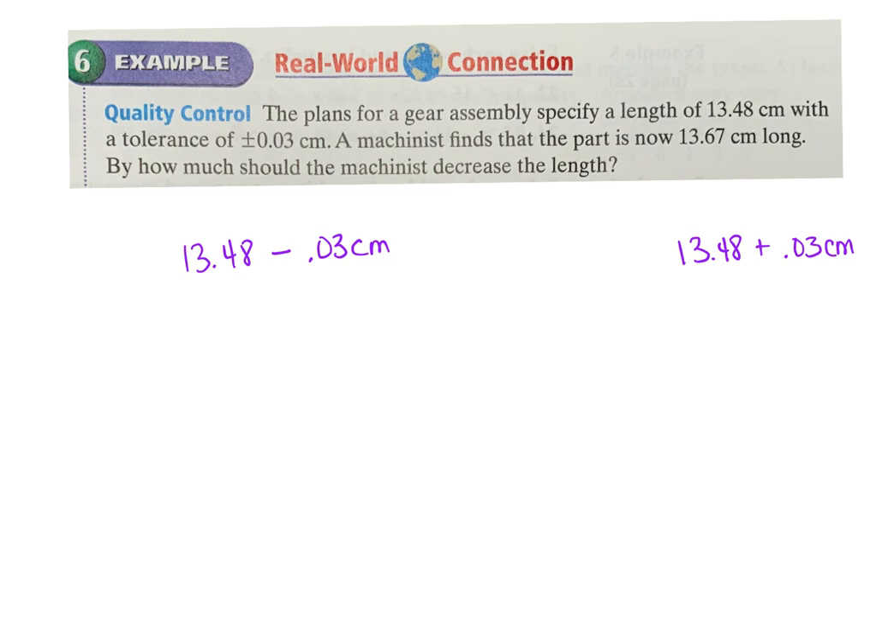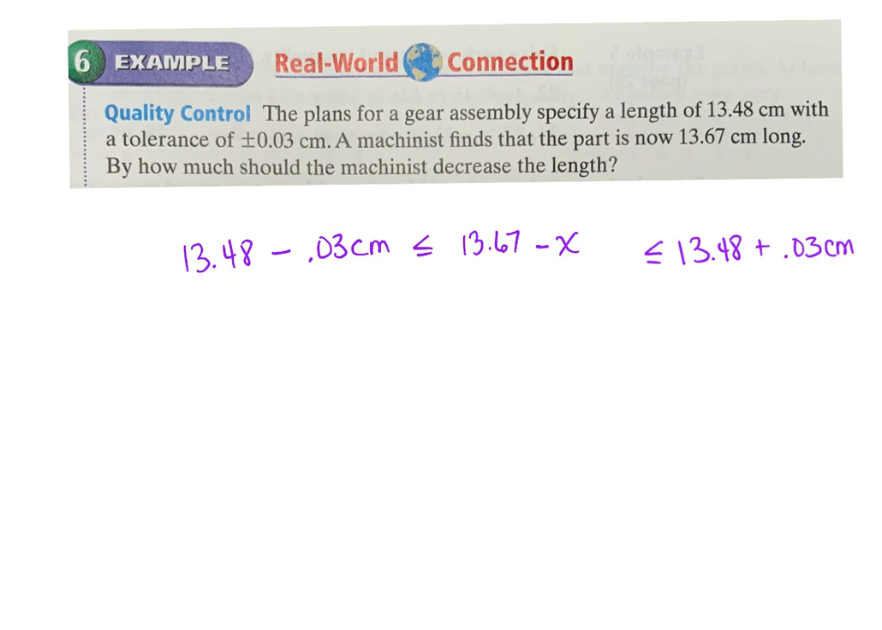That much we know. 13.48 is what we want. The smallest it can be is if I subtract 0.03 centimeters. The largest it can be is if I add 0.03 centimeters. We also know that the machinist has something that is 13.67 centimeters long. He needs to fix that by taking off some amount so that his length falls in between the least and the greatest that it can be.